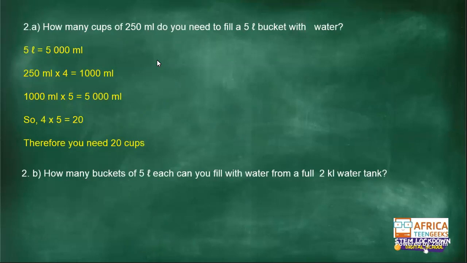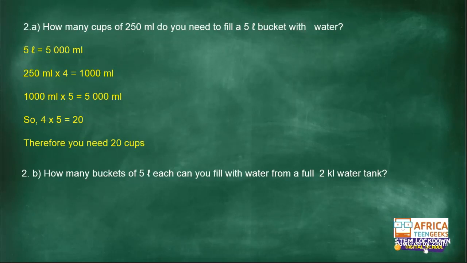Let me reveal the answers, right? Okay, so for those who did not know, this is how we got to 20 cups. The question was, how many cups of 250 milliliters do you need to fill a 5-liter bucket with water? Remember, we said 5 liters equals 5,000 milliliters. So for us to get to 1,000 milliliters, we will have to multiply 250 by 4. So we'll say 250 milliliters multiplied by 4 equals 1,000 milliliters, right?